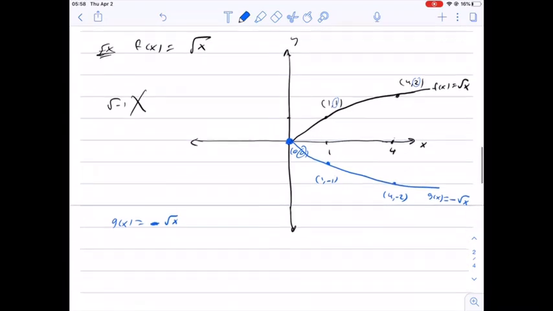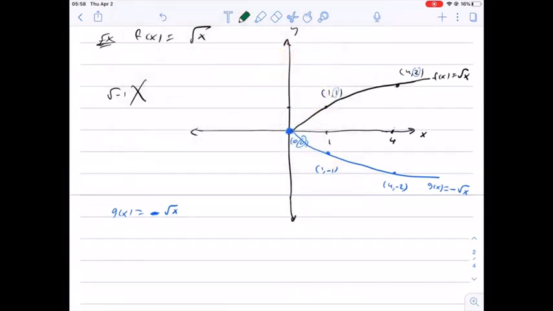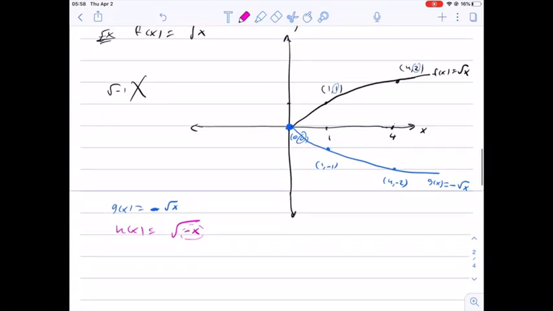Now what happens if we just change the sign of the variable? Let's choose h of x equals square root of negative x. We just changed the sign of the variable, not the sign of the function. So in this case we can't choose positive values for x. We can't substitute x equals 1, because that gives square root of -1, and that's impossible. So we should choose negative values. Let's choose -1 and -4.